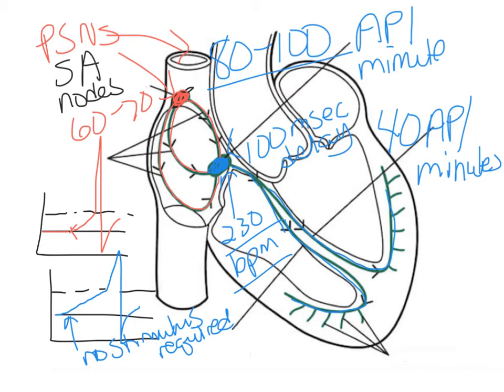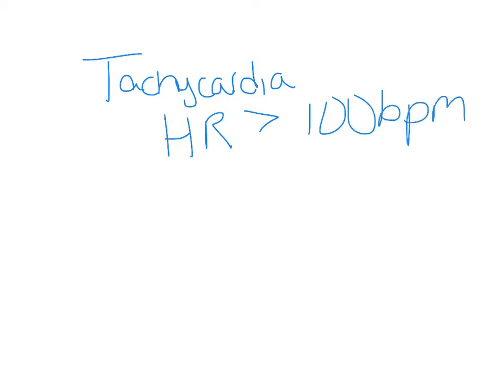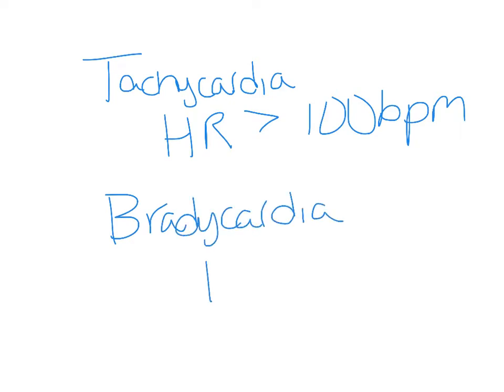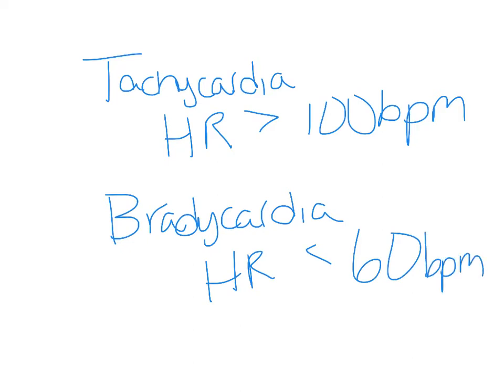All right. Now, what we want to talk about is, when the heart is beating faster than it should, like if it's beating over 100 beats per minute, then we would call that tachycardia. Tachycardia is when the heart rate, which is how many beats per minute, is over 100 beats per minute. Too fast. Ventricles are not able to push out enough blood. The opposite would be called bradycardia, and bradycardia is when the heart rate is less than 60 beats per minute. Okay, so we've got bradycardia and tachycardia.